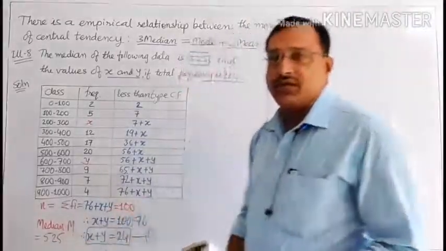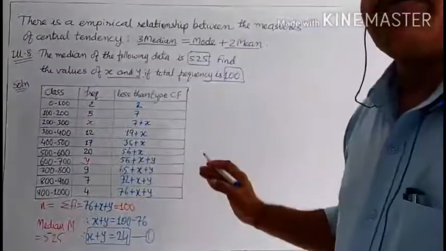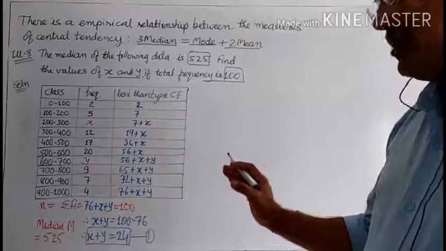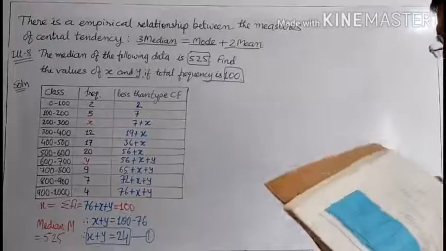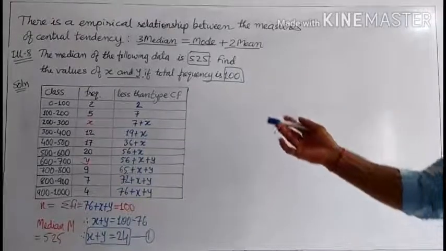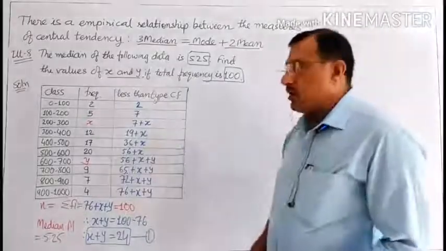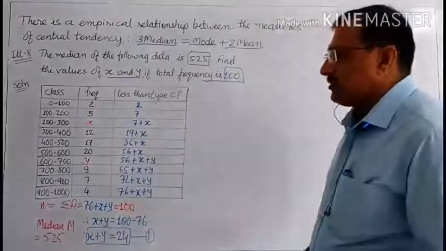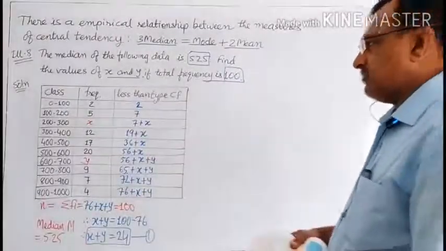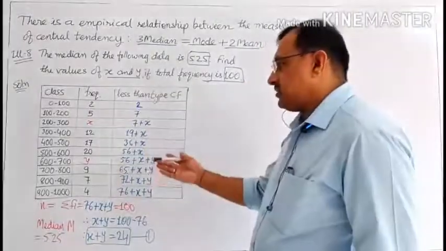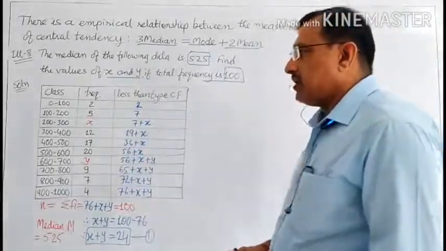And here the median is 525. So now let us solve this. How have we done median earlier? When we were asked to find the median, we used to find the median class by finding the n by 2 value. Here n, that is 100, is given, divided by 2 it is 50. Where 50 cumulative frequency comes, we cannot decide, because there are unknown frequencies X and Y. So we cannot find the median in that way.